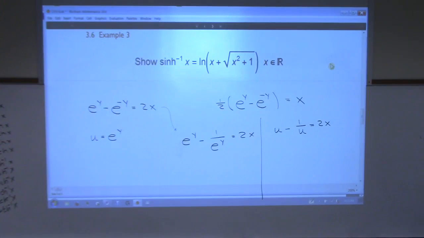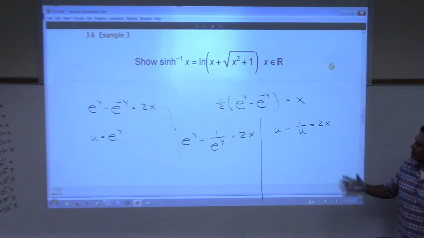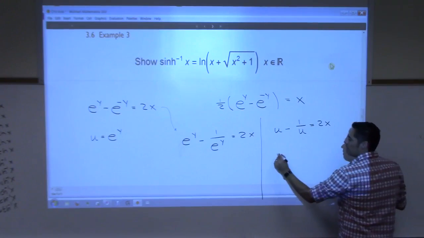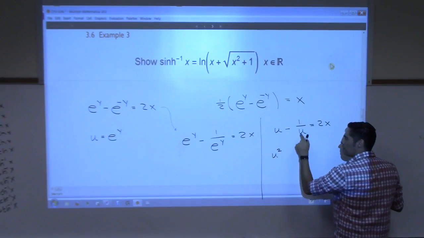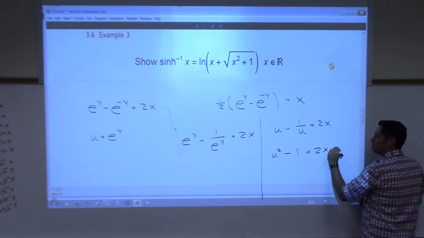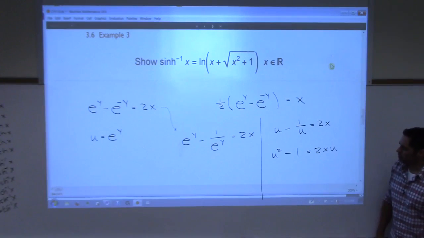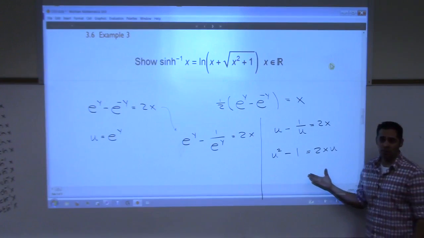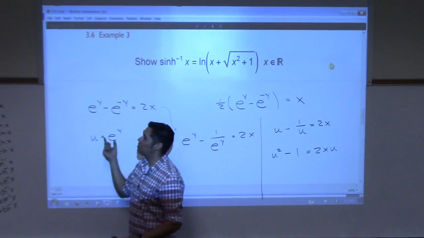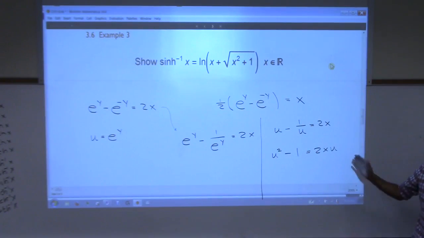Okay, so you want to clear fractions out, multiply everything by u on both sides. That's good instinct. I'm okay with that. So I multiply this by u, this by u, this by u, and I get u squared minus 1 equals 2xu. What are we solving for? We have to be solving for u, because u is in terms of y. If we're ever going to get back to y, which was the original problem, we're going to have to solve for u first. So I need to solve this for u.